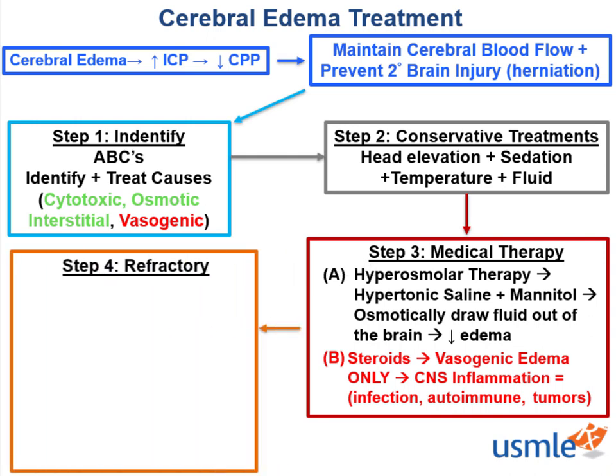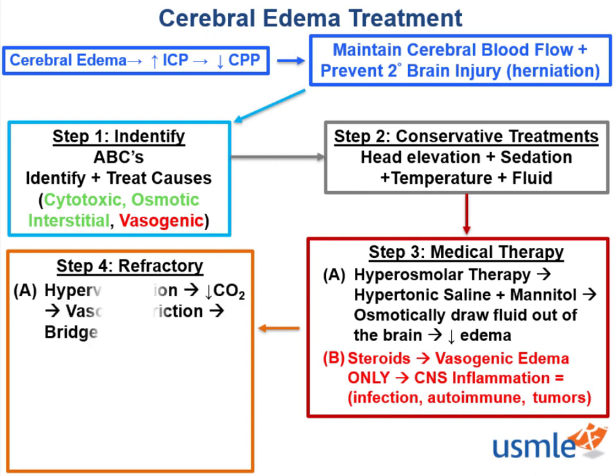Lastly, in the setting of refractory cases, hyperventilation can be used if the patient is mechanically ventilated to decrease CO2 levels, which leads to cerebral vasoconstriction. If blood vessels decrease in size, less fluid enters into the brain and less volume is taken up physically by the actual blood vessels themselves.